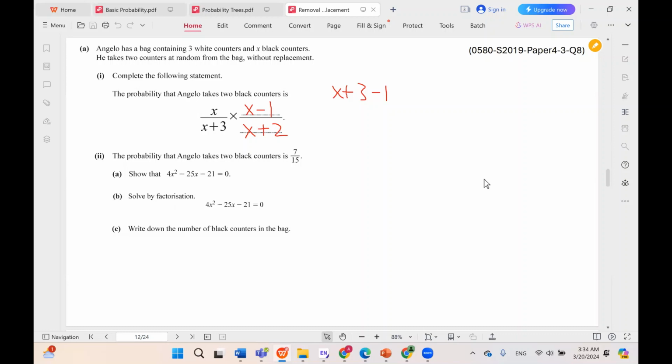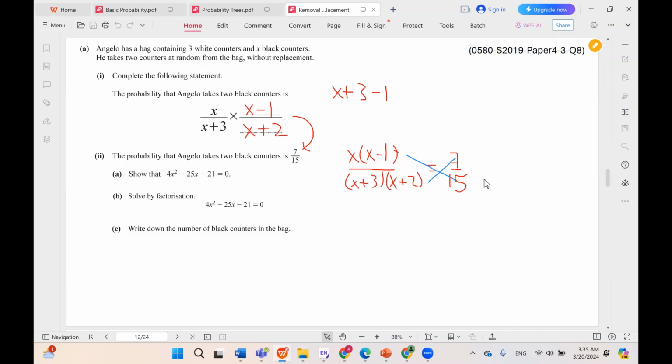Now, in double I, we are told the probability that Angelo takes 2 black counters is 7 over 15. We already have an expression for this, so we just equate the expression to this fraction here. So we have X times X minus 1 over X plus 3 times X plus 2. And this is equal to 7 over 15. We are required to show that this expression in A, and we can just cross multiply. So we can simplify first.